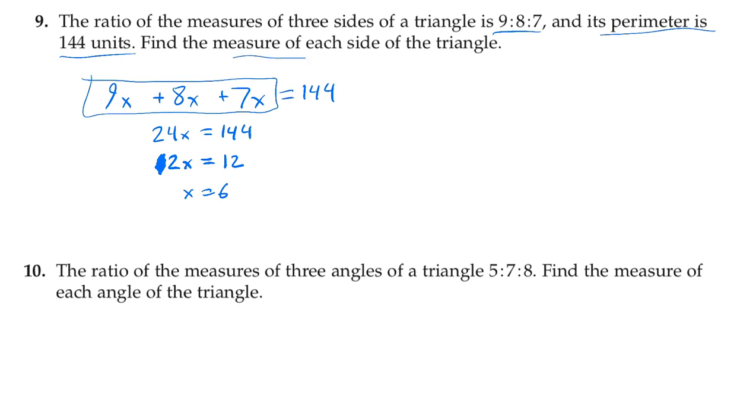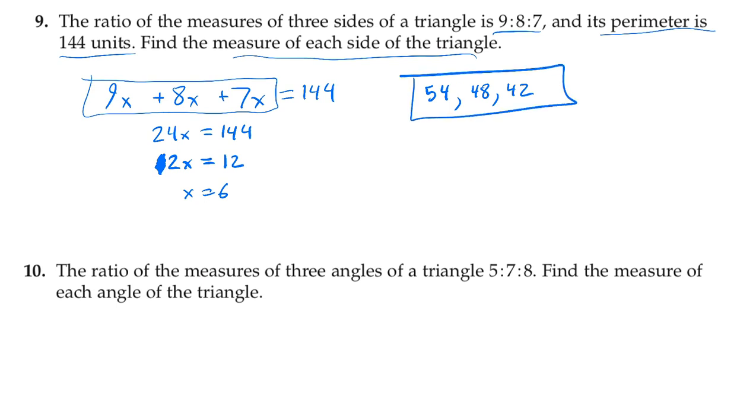And then it says find the measure of each side, so we need to plug that back in. So we get sides of 54, 8 times 6 is 48, and 7 times 6 is 42. And if you add those up, we get 90, 144, check. Okay. Let's do another one.